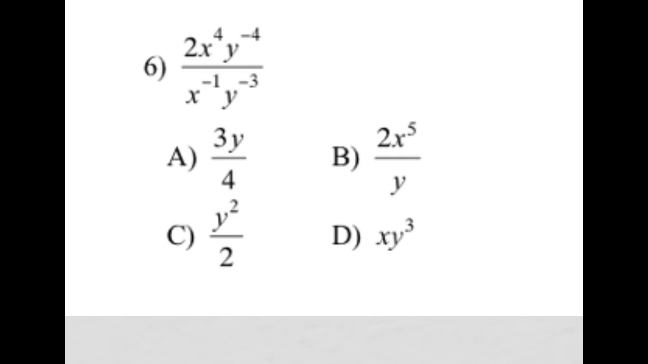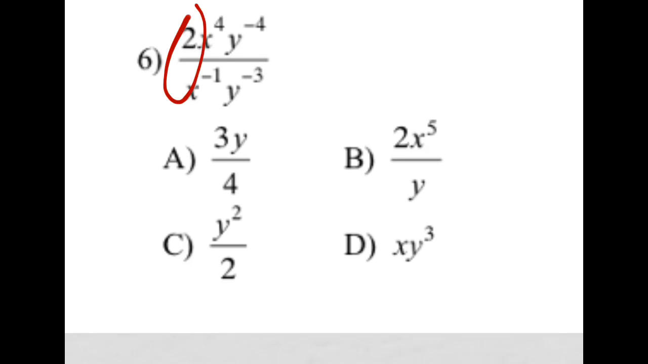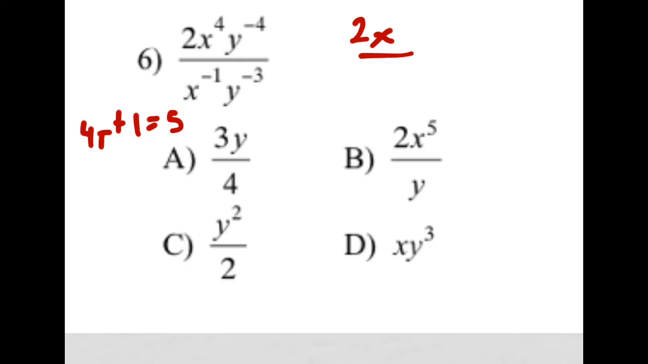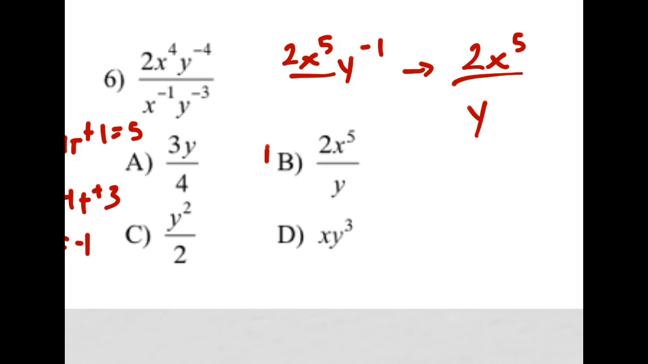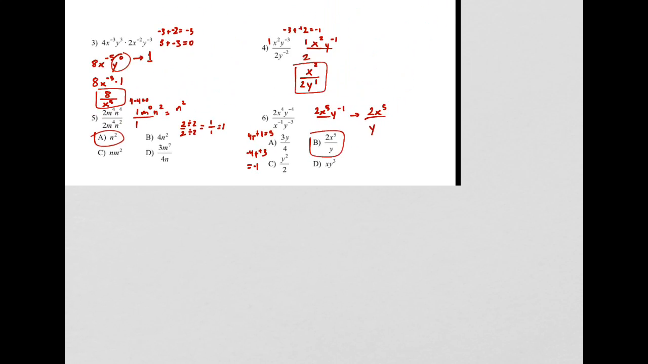We're almost halfway done. Here, we have 2 and nothing on the bottom, so that stays in the top. And 4 minus negative 1. That's adding, that's a 5. So we have x to the 5th. And then negative 4 minus negative 3, don't forget minus negative 3. That will be a negative 1. So we have y to the negative 1. And it has to go down to the bottom because it has a negative exponent. So we have 2x to the 5th over y to the 1, or just y. There it is. Moving right along.